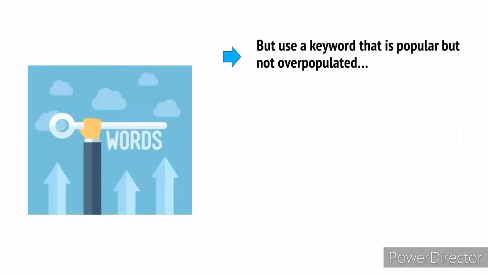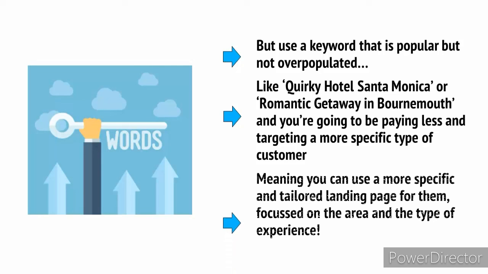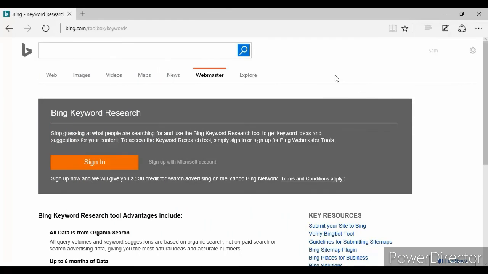But use a keyword that is popular but not overpopulated, like quirky hotel Santa Monica or romantic getaway in Bournemouth, and you're going to be paying less and targeting a more specific type of customer, meaning you can use a more specific and tailored landing page for them focused on the area and type of experience. How do you find a keyword that's popular, directly targeted, but not overcrowded?